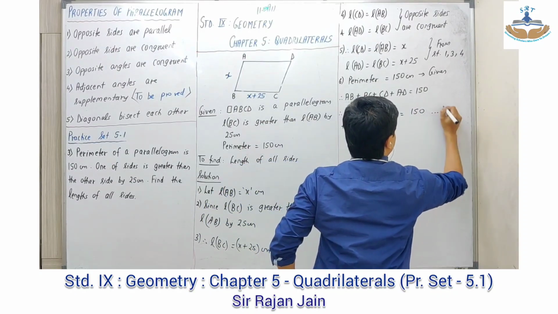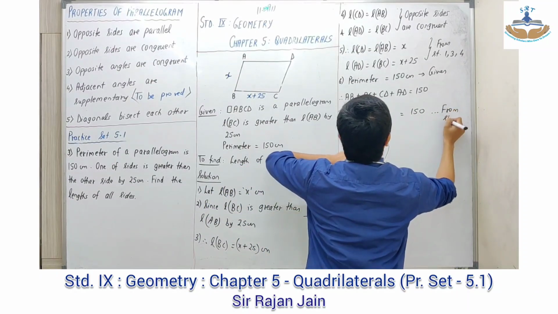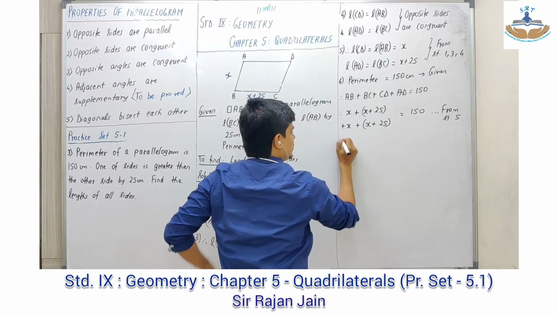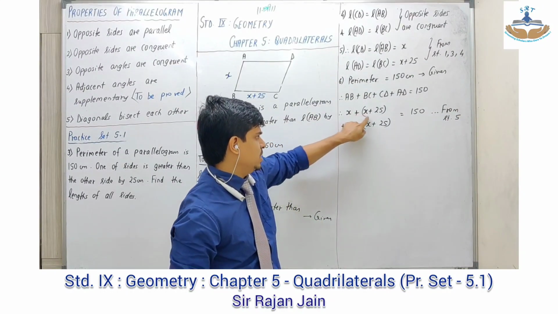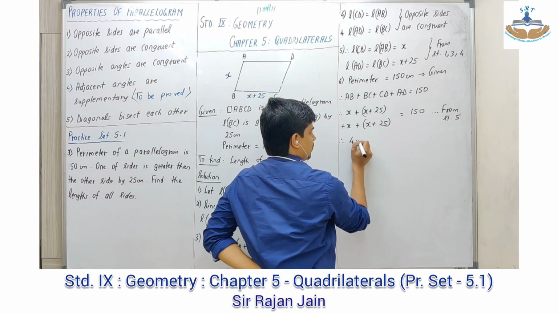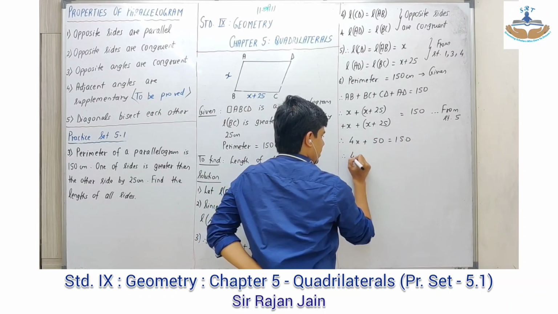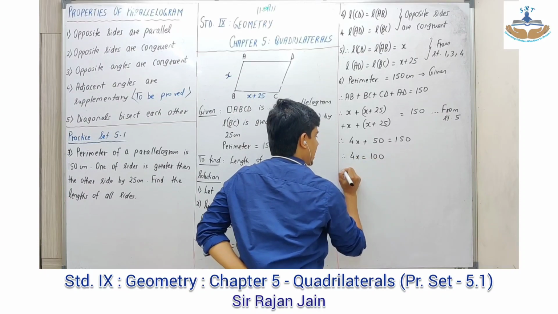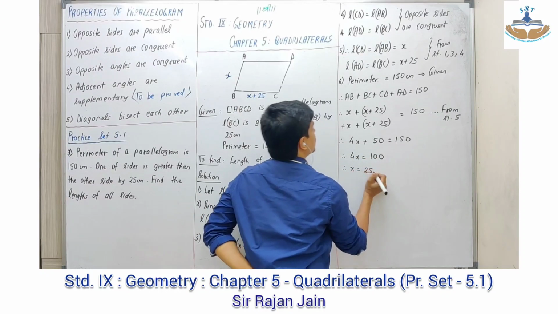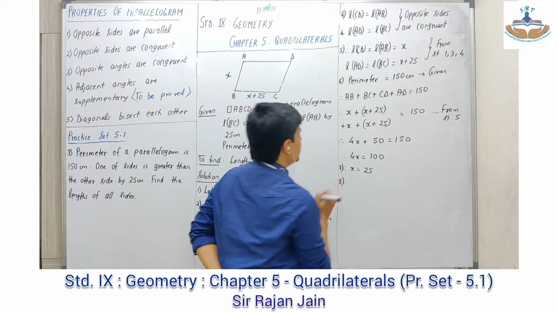इसका रीजन व्हाट विल आई गिव? ये सब साइड्स मेरे को किधर से मिला? फ्रॉम स्टेप नंबर 5. नाउ यू सॉल्व द इक्वेशन. कितने x है? 1 2 3 4. सो आई विल से 4x प्लस 50 इज इक्वल टू 150. तो 4x will be equal to 100, x will be equal to 25. Now you got the value of x.